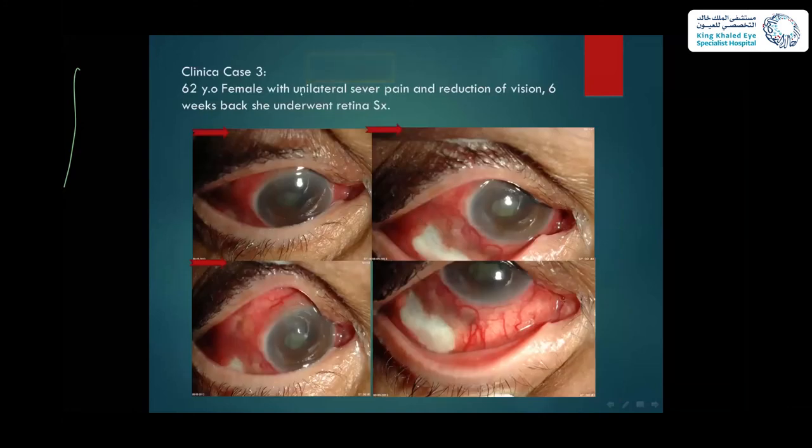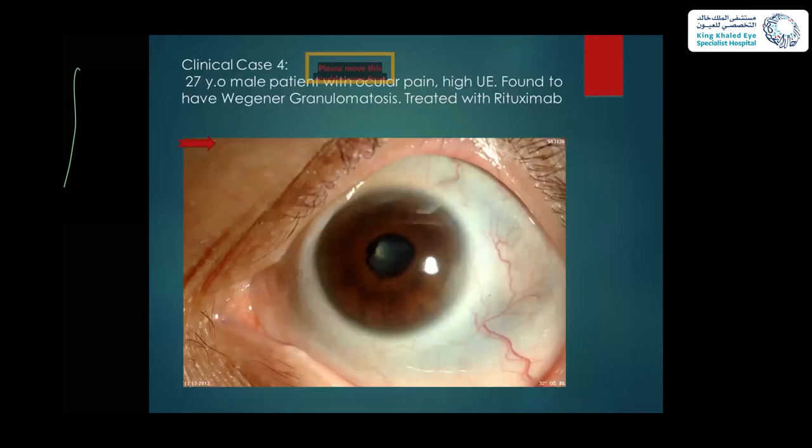Third case, this is a female patient with unilateral severe pain, redness, injection. Six weeks back, she underwent retina surgery. And you can see the site of the port before, and this is the area of necrotizing and ischemic scleritis, and mostly that was an infectious one. It was Pseudomonas, and after controlling the disease, giving her systemic and topical treatment, the patient improved, and we were able to save the sclera. And again, what we said, after surgery, you need to keep infection in mind.